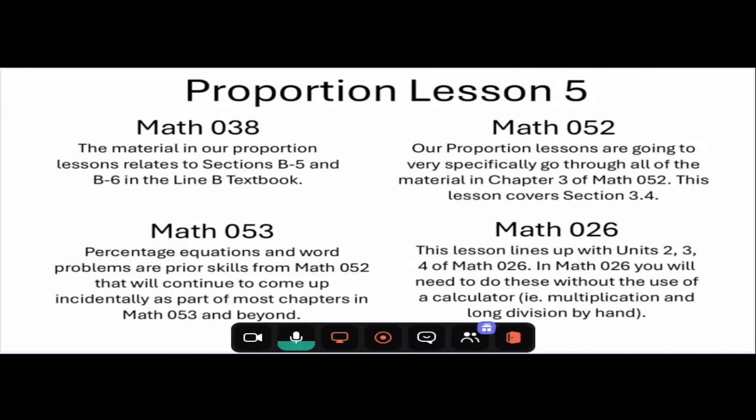It's also directly applicable for Math 026. As you can see there, units 2, 3, and 4 go through the material that we're going to be looking at here in this lesson today. For Math 053, it's, I think, still valuable because these types of questions will come up.